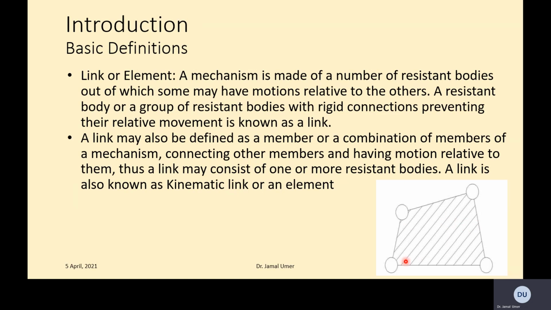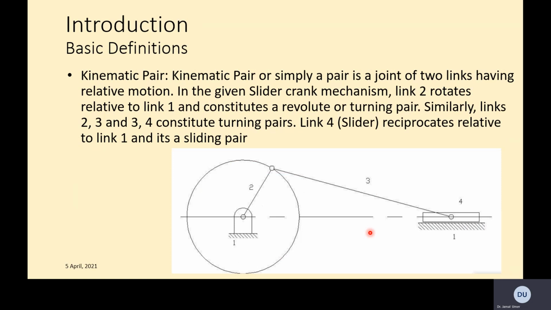This is one component, but by the definition of a link, it's supposed to be a rigid body. This is a rigid body, but it is further connected with other parts. So it is still one link basically. All right. So this is the example for kinematic pair.